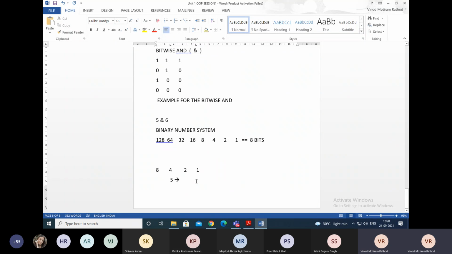So first will be 0 for 8, then 1 for 4, then 0 for 2 and 1 for 1. Because see, the rightmost digit indicates 1. So the value is 1. Why have we taken 0, 1, 0? Because, as I said earlier, if you want to form this 5, we have to see by adding which numbers we can get 5. As 5 is the total, we get it by adding 4 and 1. So at those places we put 1, else we put 0.